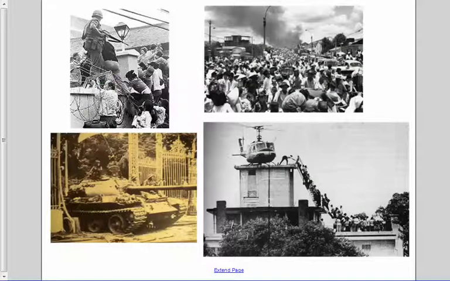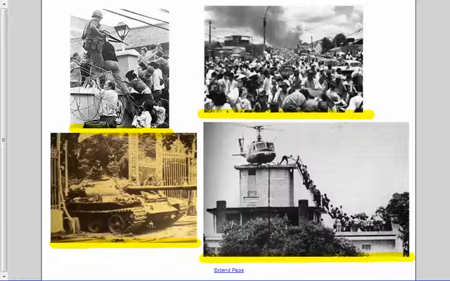So this picture at the top left, the walls of the U.S. Embassy, people trying to get over for evacuation. This tank is the North Vietnamese coming into the city. This picture on the top right is the North Vietnamese coming into Saigon. So you can actually see where the tanks and the fighting is happening and people in the streets moving. And this picture here on the bottom right, again, a hugely famous picture from the Vietnam War.